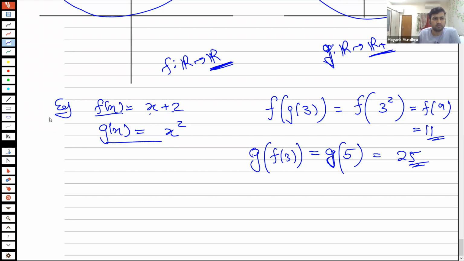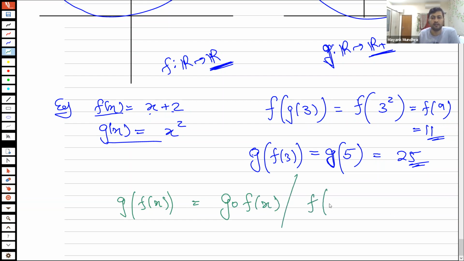Now, g of f of x can also be written as g of f of x. And f of g of x can be written as f of g of x. These are different things. So that's composition.